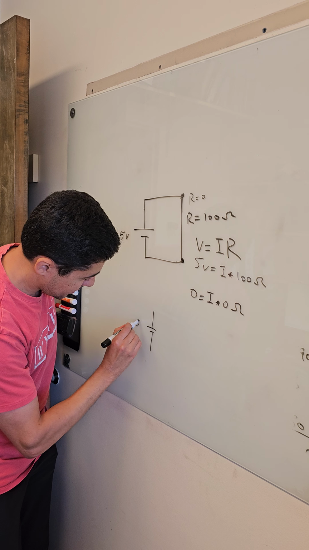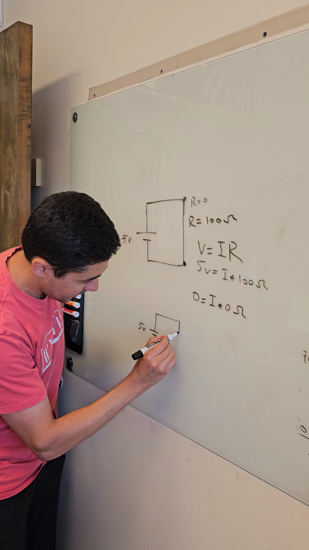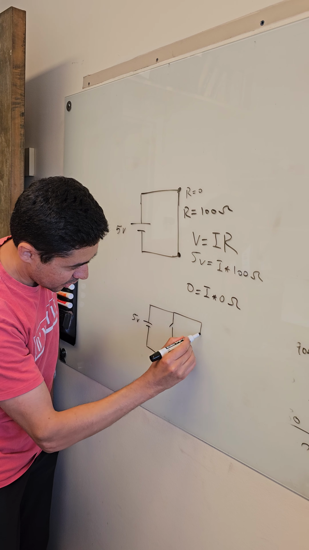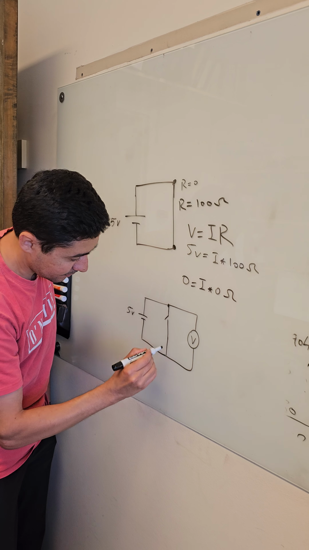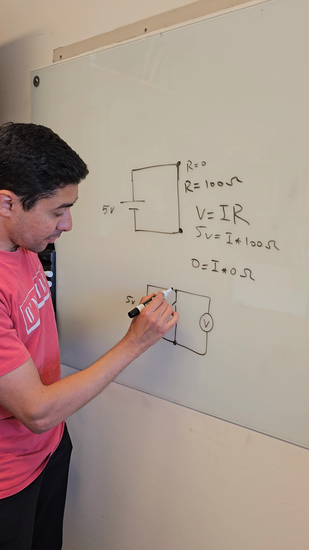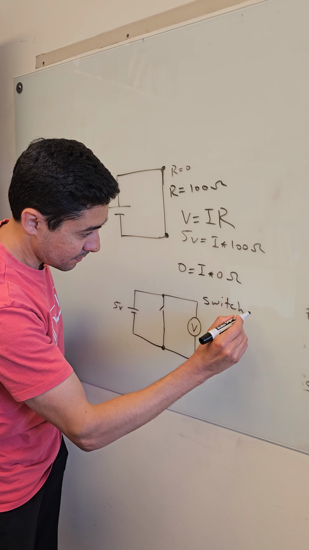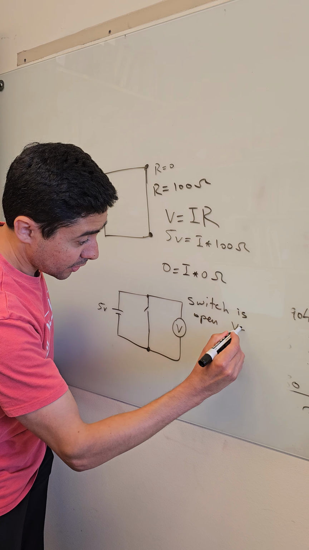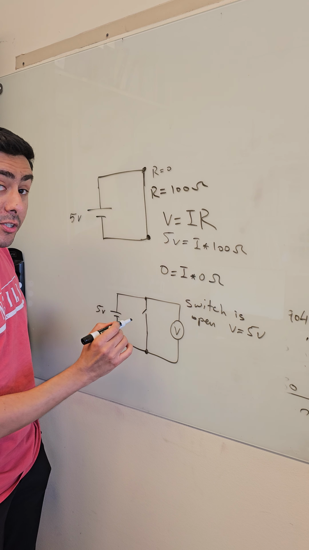Okay, now let's do some change to the circuit. I put the 5 volts battery, and we're gonna put a switch here. Let's put our voltmeter here to measure the voltage. When the switch is open, the voltage will be 5 volts. No current is flowing here.